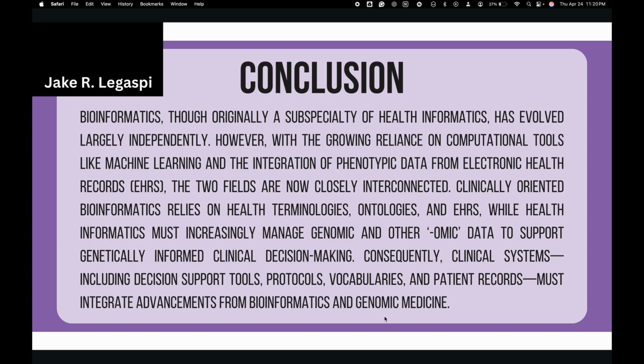Bioinformatics, though originally a subspecialty of health informatics, has evolved largely independently. However, with the growing reliance on computational tools like machine learning and the integration of phenotypic data from electronic health records, or EHR, the two fields are now closely interconnected. Clinically oriented bioinformatics relies on health terminologies, ontologies, and EHRs, while health informatics must increasingly manage genomic and other omic data to support genetically informed clinical decision-making. Consequently, clinical systems, including decision support tools, protocols, vocabularies, and patient records, must integrate advancements from bioinformatics and genomic medicine.